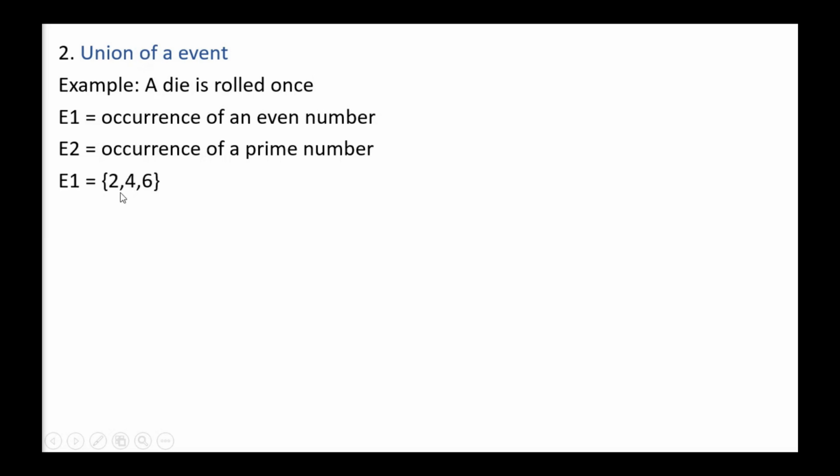So for E1 we have even numbers 2, 4 and 6. For event E2 we have 2, 3, 5. These are all prime numbers. So what is the union of those two events?